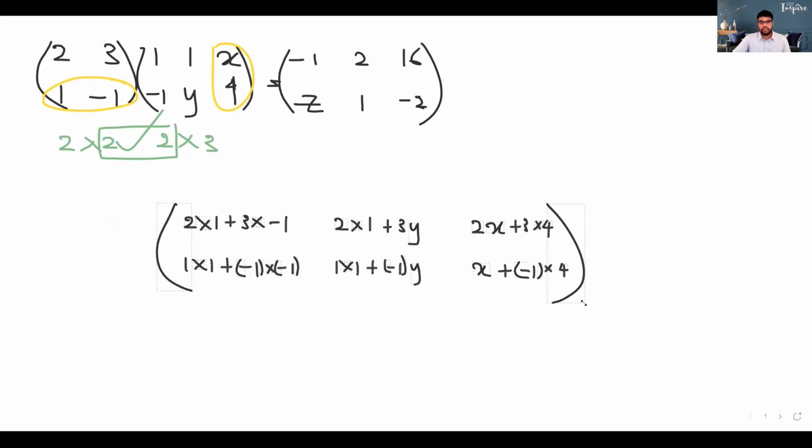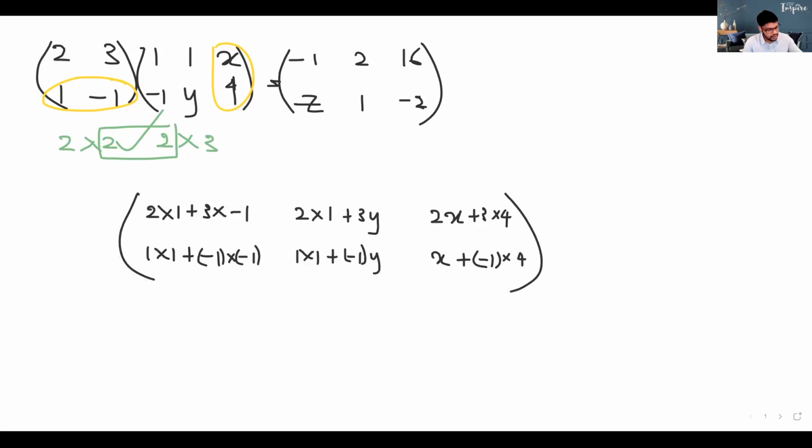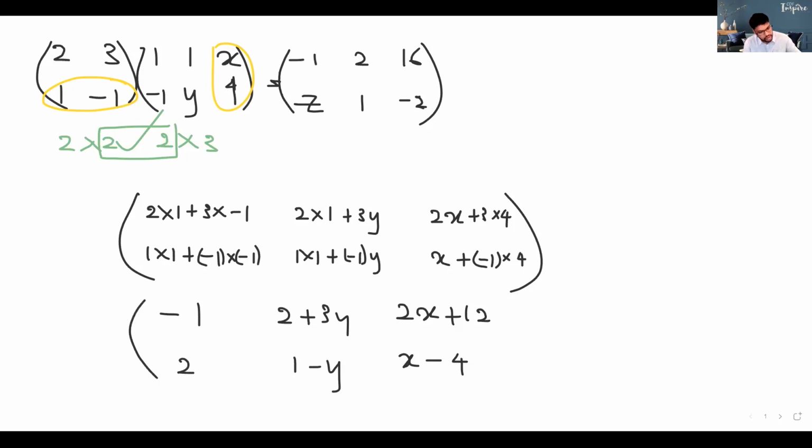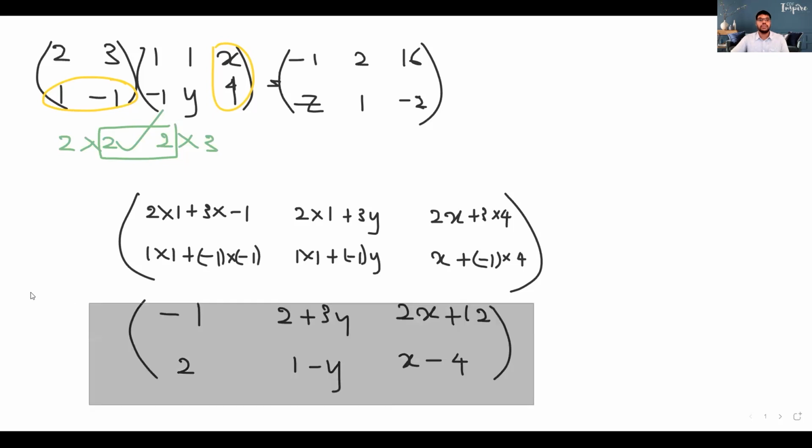So let's simplify things and see what we get, right? So children, I'll just do one step here, right? So we have 2 minus 3, that gives us negative 1, and then we have 2 plus 3y, okay, and then we have 2x plus 12, then we have x minus 4, and we have 1 minus y, and here we have 2. Okay, so children, this is what it simplifies to.